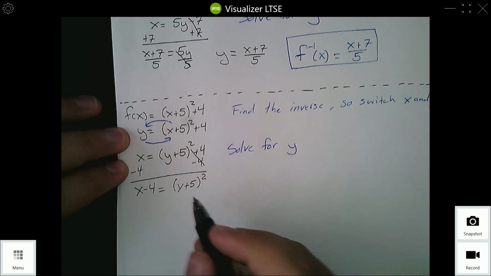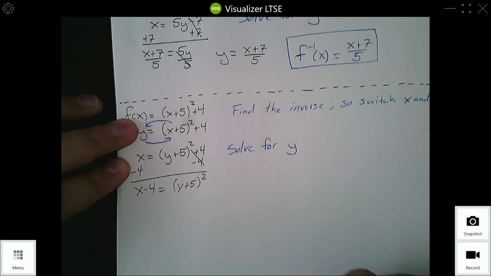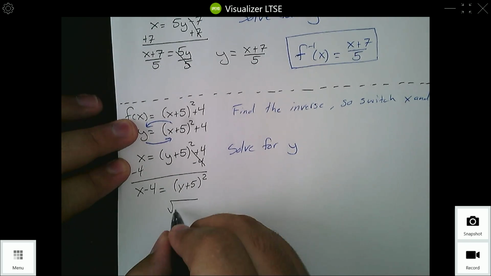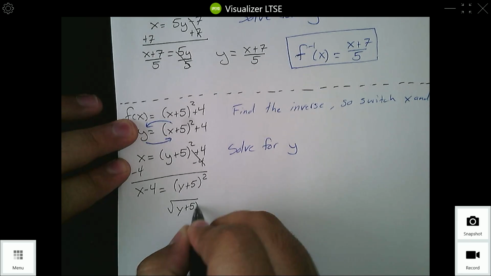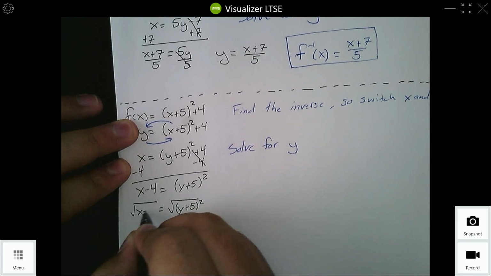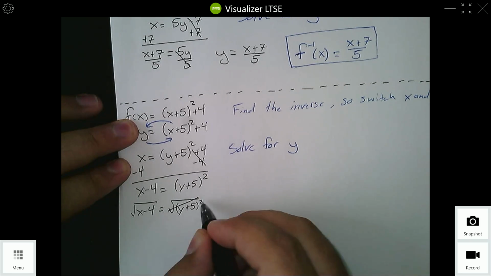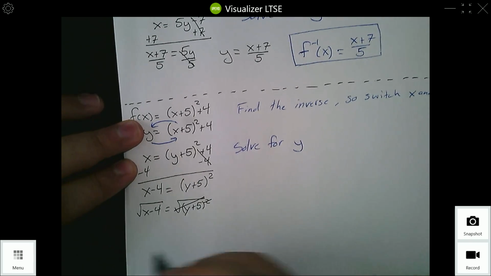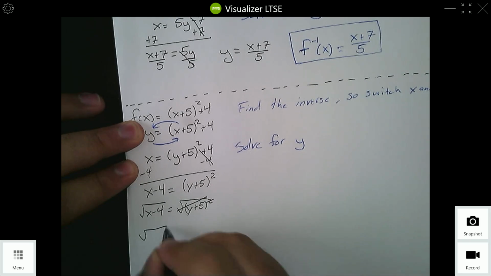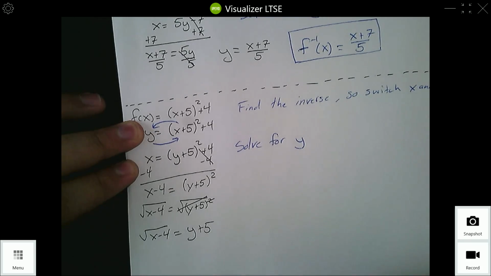Now, in order to get y by itself here, I need to get rid of this squared portion for everything. So what I'm going to do is take the square root now of both sides. Okay, when I take the square root of a squared, those two things cancel out, and you're left with something that says the square root of x minus 4 is equal to y plus 5.